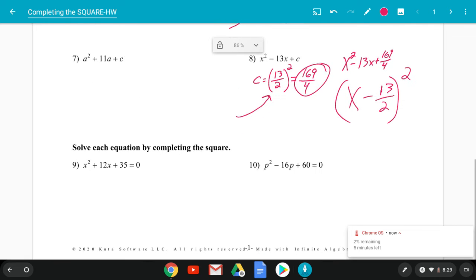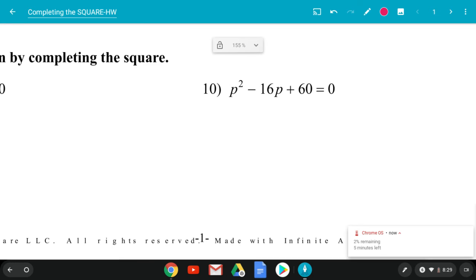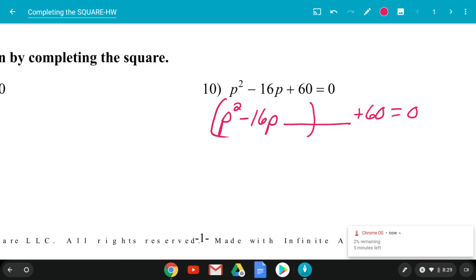These last ones, we actually need to complete the square. As a refresher, I'm going to do one and you're going to do the rest. Remember, the first thing I do is rewrite my problem, p squared minus 16p, and I leave a big space, plus 60 equals 0. In that space, I put a parenthesis.